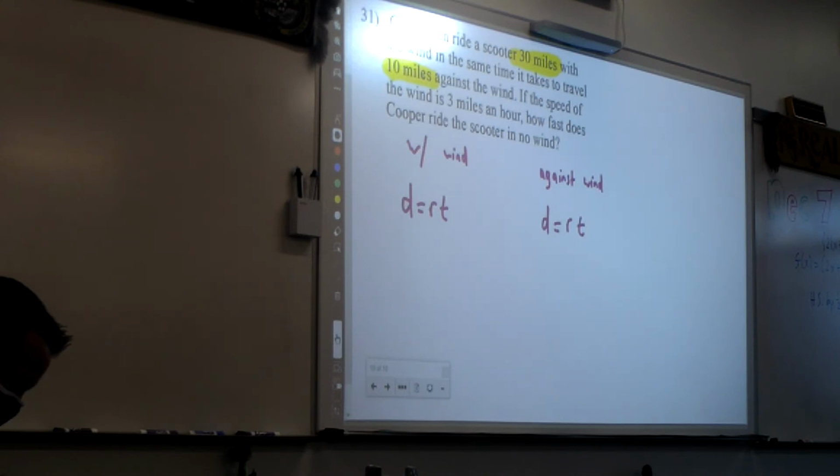Now, the other thing that's really important here is that it's in the same time. So even though we have two equations, what do we know is going to be the same about both of them? The times. I want to highlight that there, okay? Okay, let's keep on rolling here. So now, how far did Cooper go with the wind?